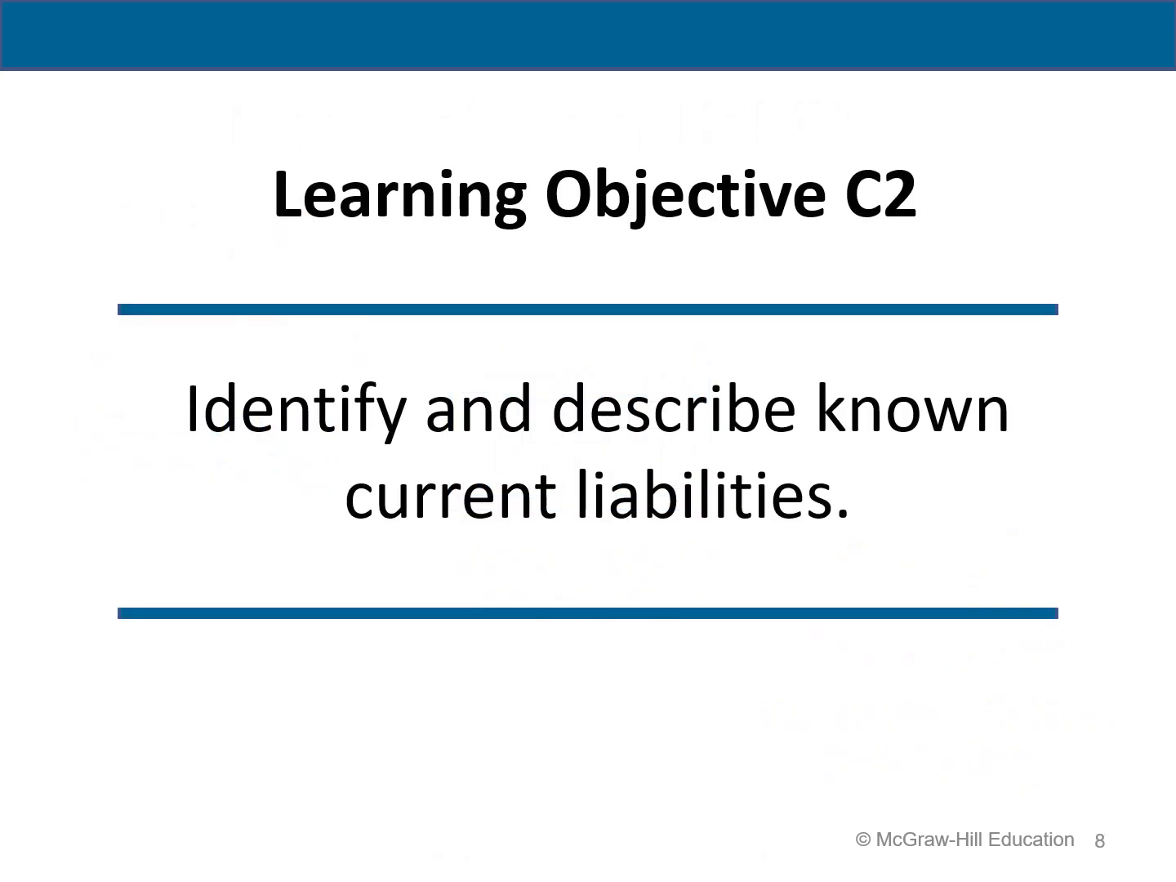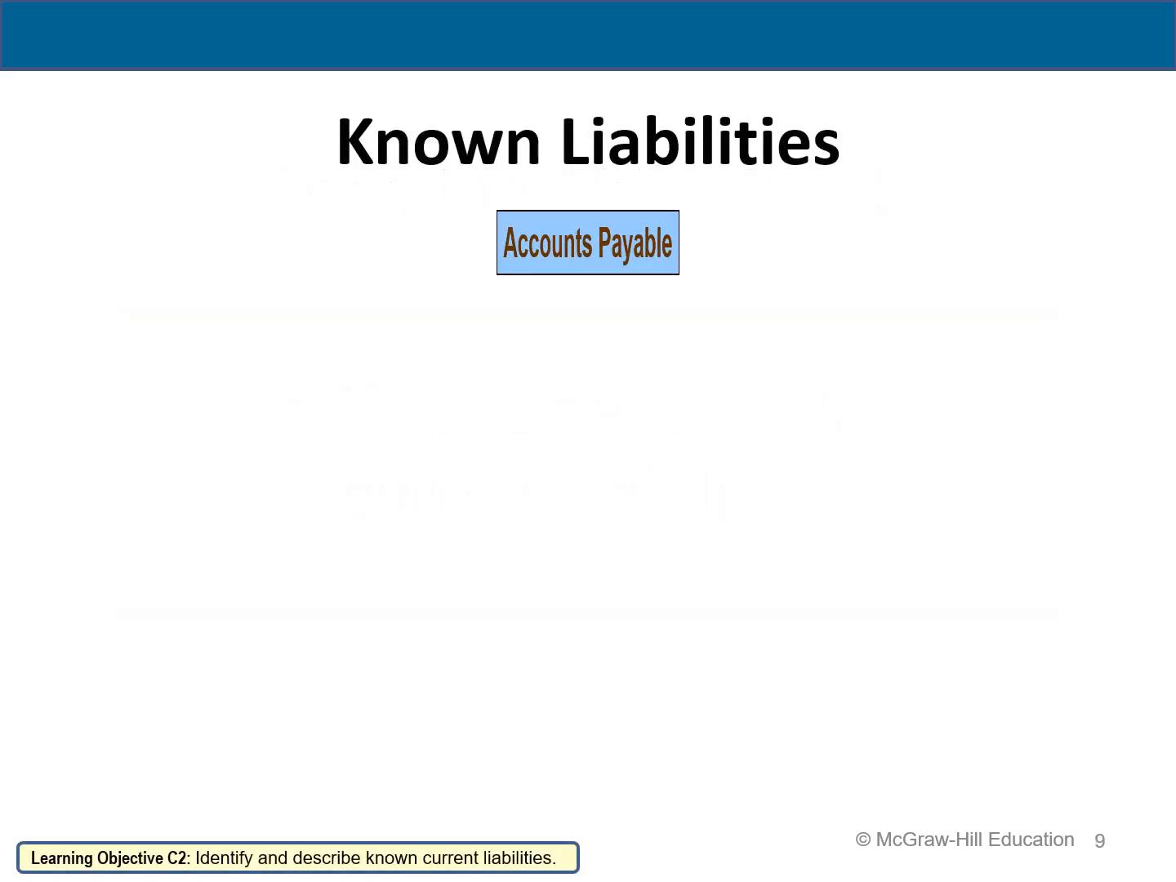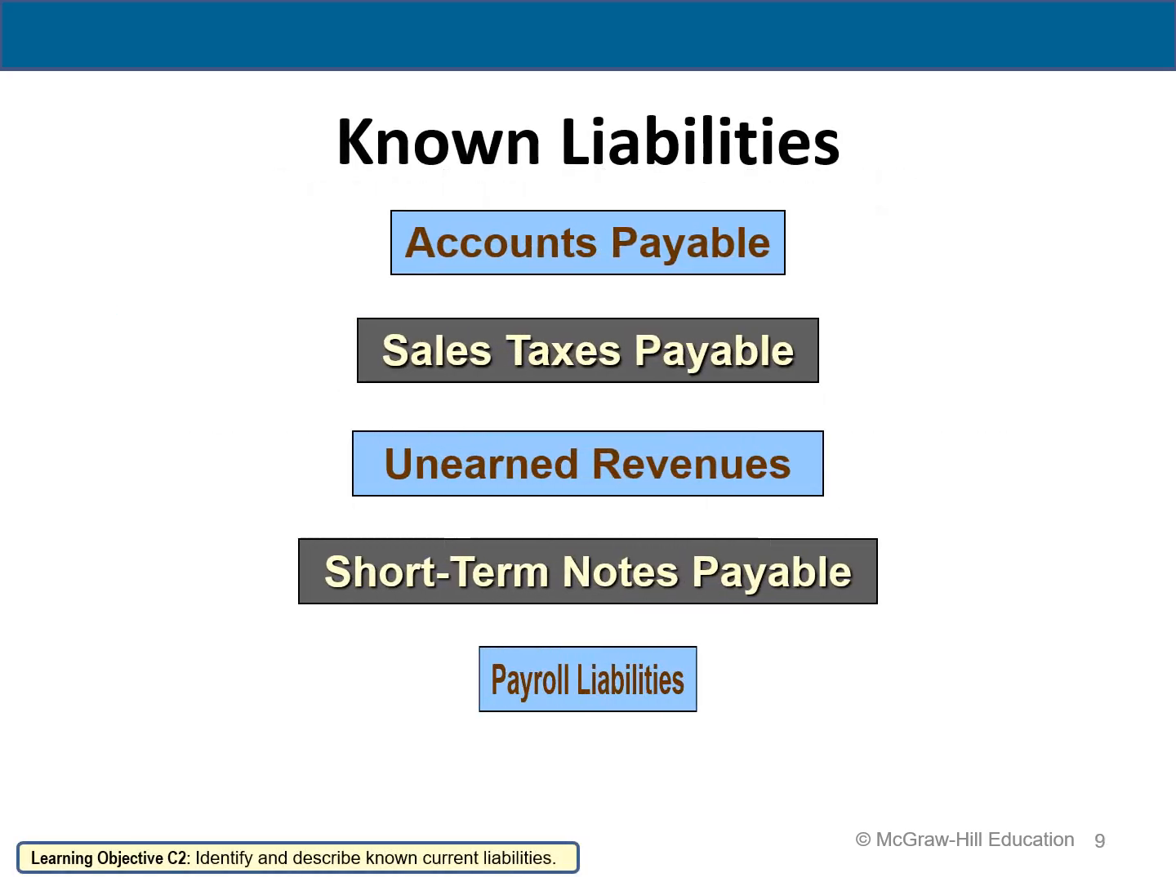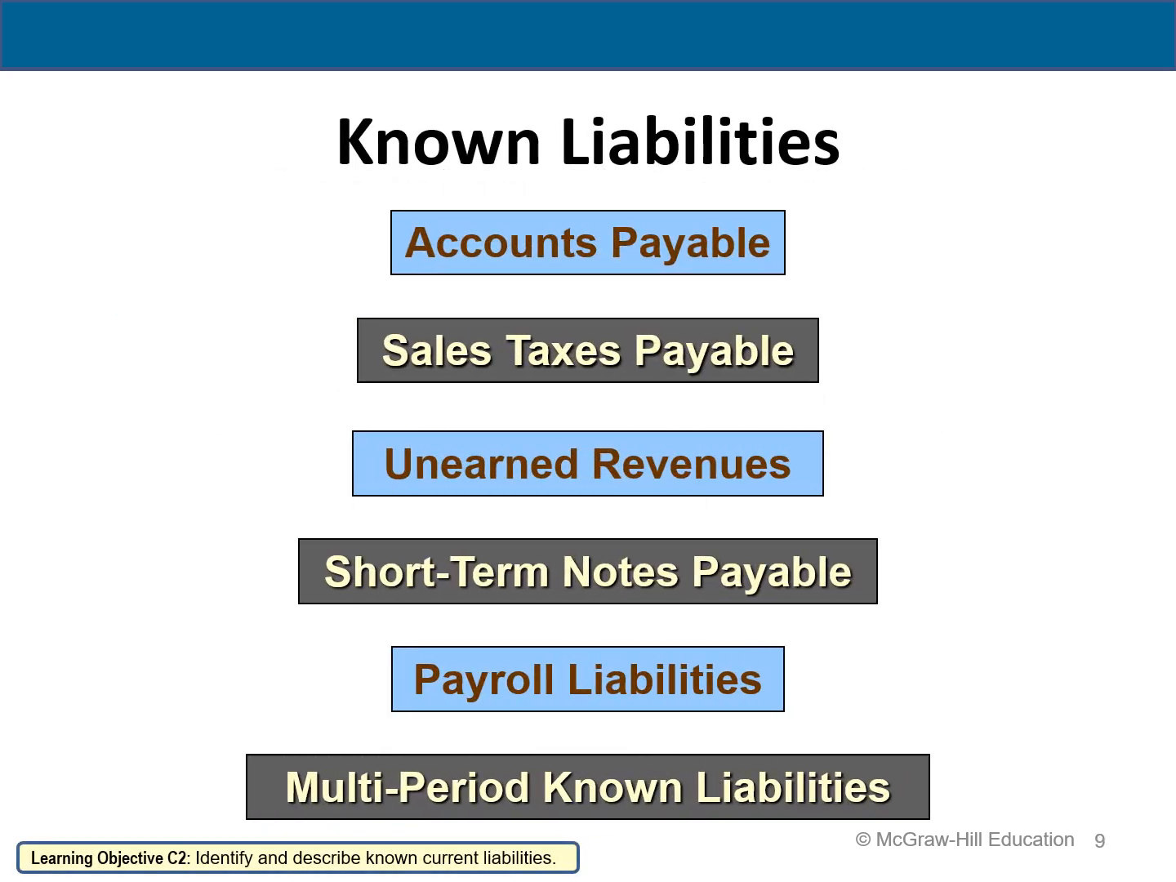All right, so identifying and describing known current liabilities. Known liabilities are things like accounts payable, sales tax payable, unearned revenues, short-term notes payable, payroll liabilities, multi-period known liabilities. Okay.